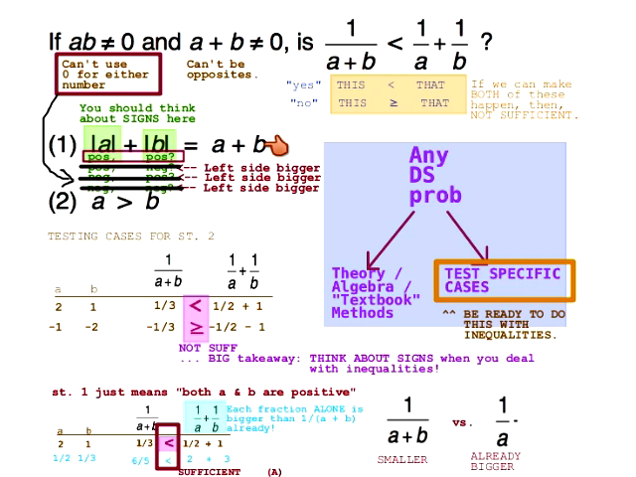Okay, let's move on to the next problem. Let's do another one of these. Okay, how about this one.